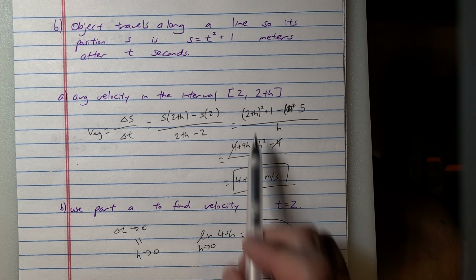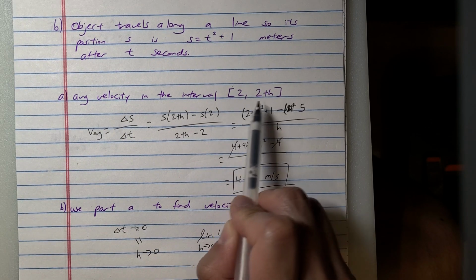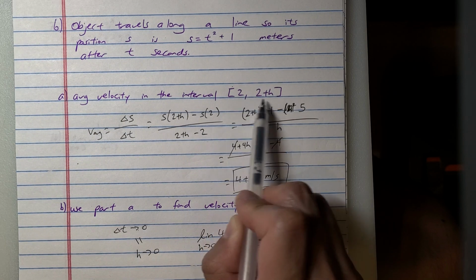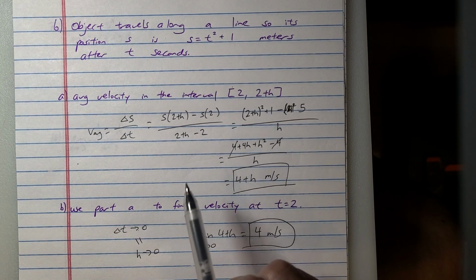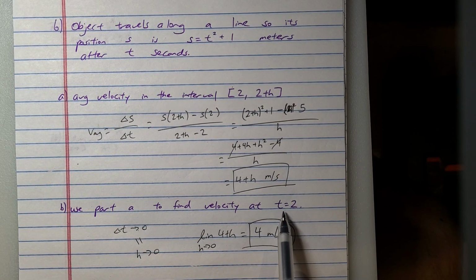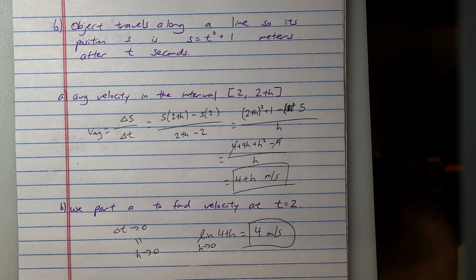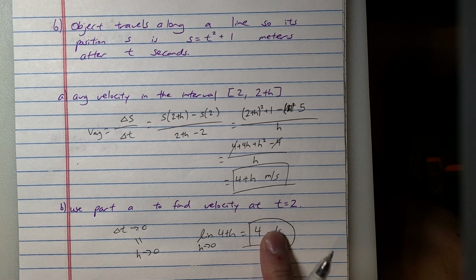Another way to think about it is this looks very close to the derivative. 2 plus h. So we start from time equals 2, then 2 plus some offset h. To find the instantaneous velocity at 2, that means, once again, h goes to 0. That's our derivative. Okay? That's another way to think about it. But here's your answers.